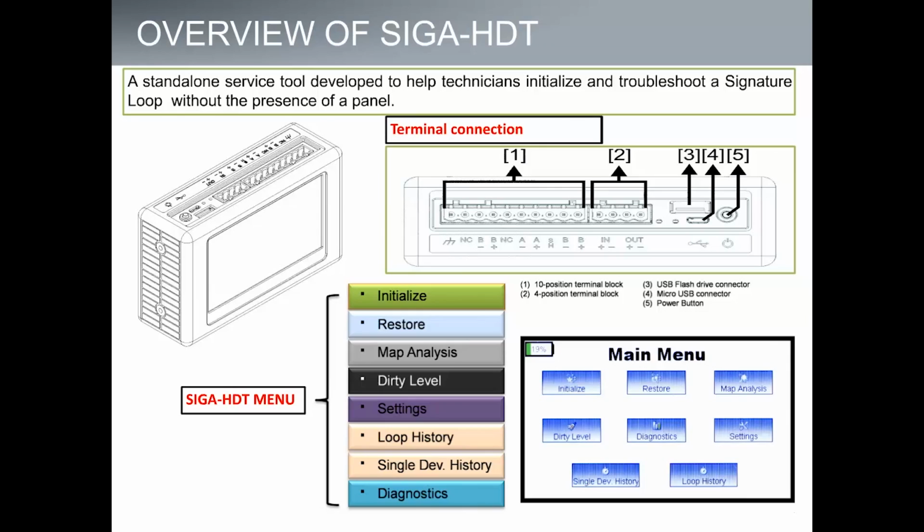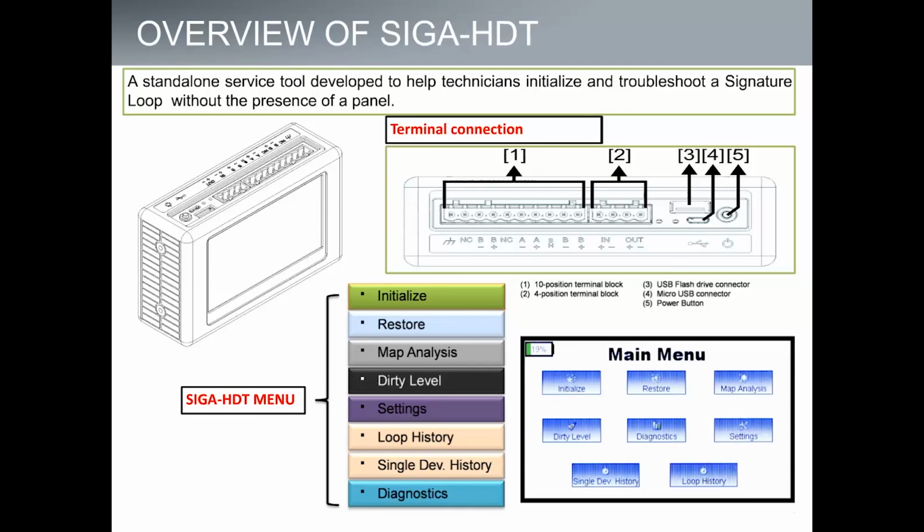Welcome to our video. During this video, we will show you the features of the SIGA-HDT and how to use the tool for troubleshooting issues with signature devices. The SIGA-HDT is a handheld standalone diagnostic tool intended to help users locate and resolve issues during installation or with existing systems. The tool can be used to initialize a signature loop before connecting to a control panel, or it can be used for diagnosis of an existing loop.